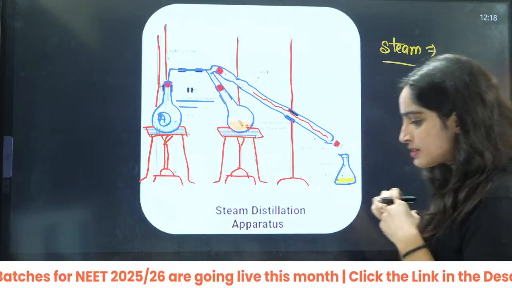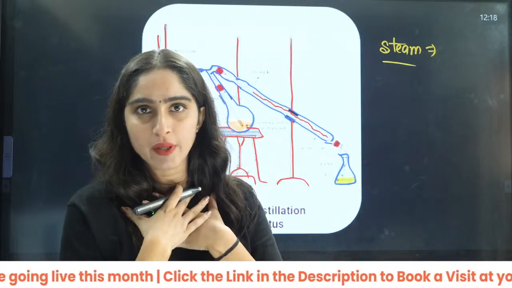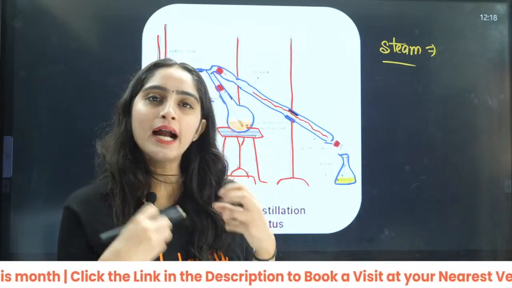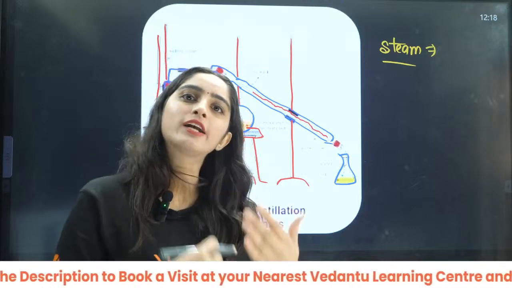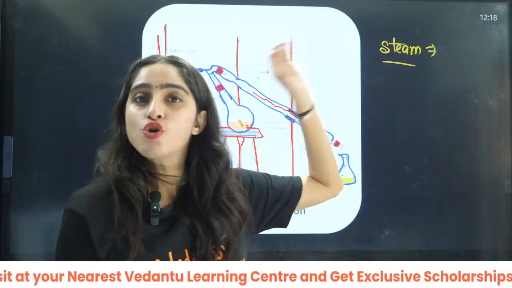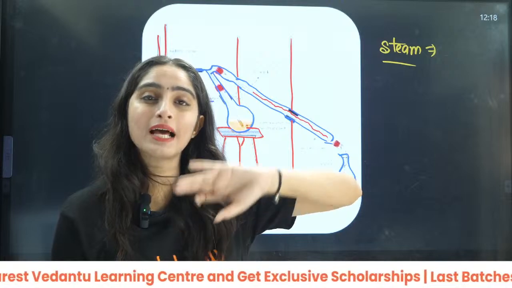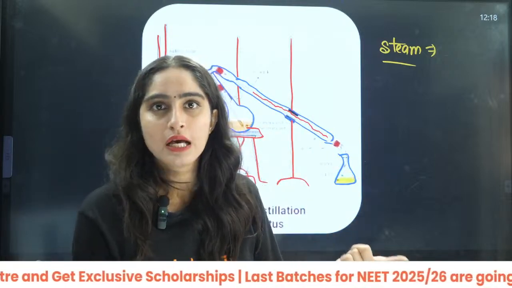Steam volatile means you have water vapors, and with that water vapor, the compound is helping you to get volatile. That is called steam volatile. So orthonitrophenol has such a low boiling point that it becomes volatile with the steam itself.